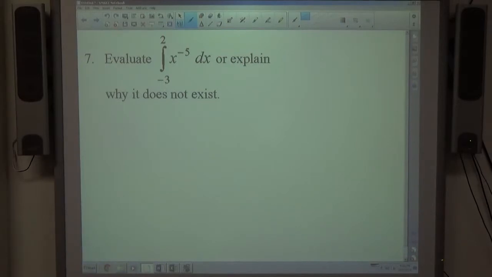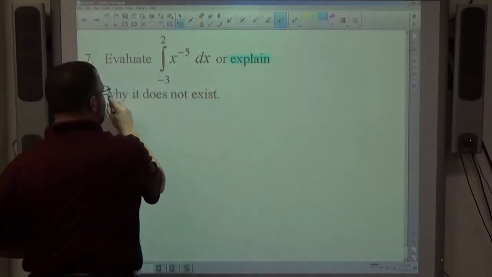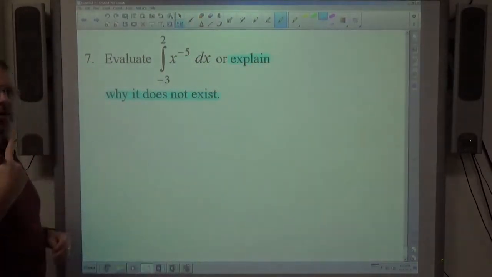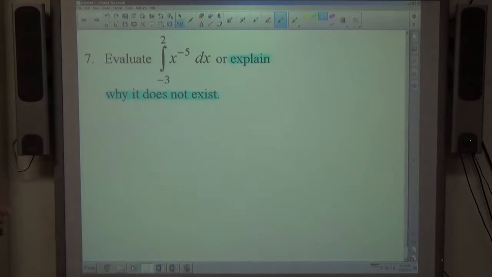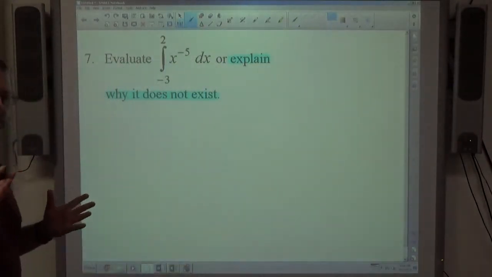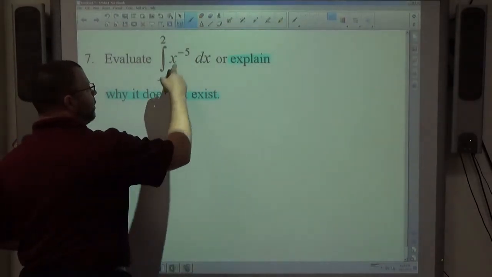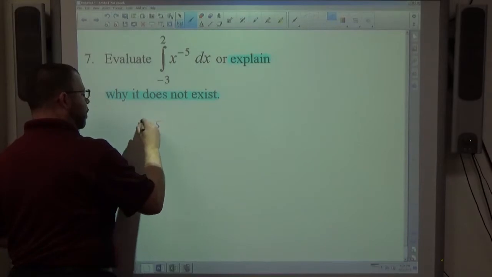Number 7, evaluate this, or explain why it does not exist. I'm going to do the same thing on the test. There's going to be 4 of these where it says explain why it does not exist. One of them will not exist, and tell me why. If you don't tell me why, you don't get 5. I'm going to probably give you 3 points for saying it doesn't exist and 7 points for explaining why. So make sure that you actually explain yourself. An explanation is simply telling me the mathematical reason why. In this case, it's x to the negative 5th is 1 over x to the 5th.